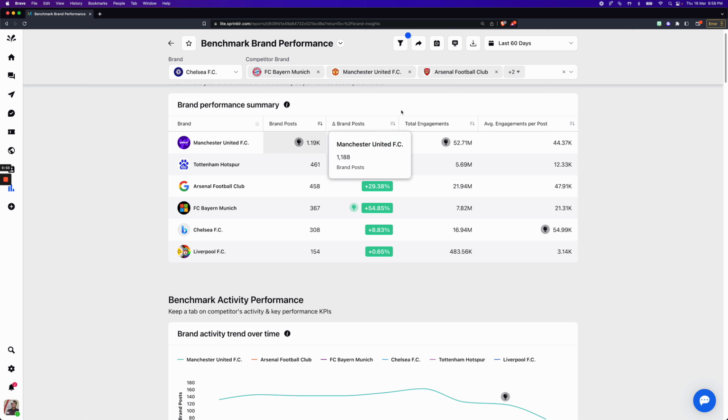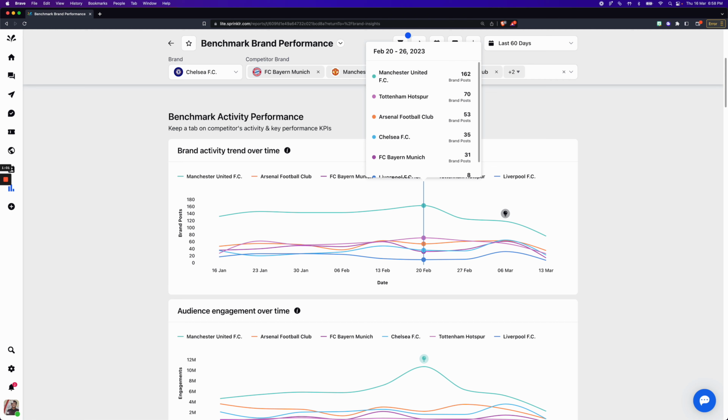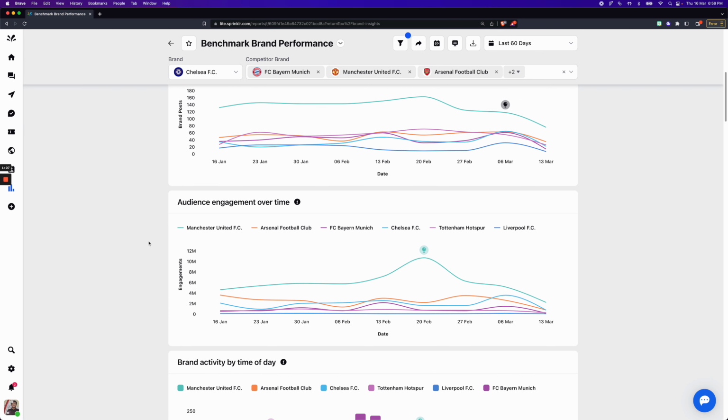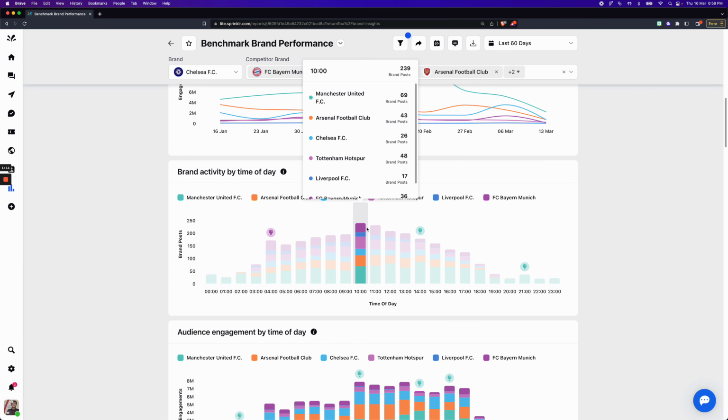I can see the total number of posts, the growth over time in terms of engagement and average engagement per post. I can see the brand activity over time split by different ones. We can see that Manchester United is leading in terms of the number of posts. We can see the audience engagement, the activity by time of day.